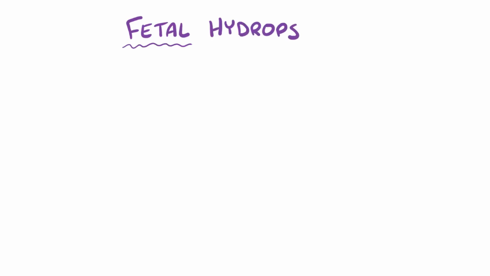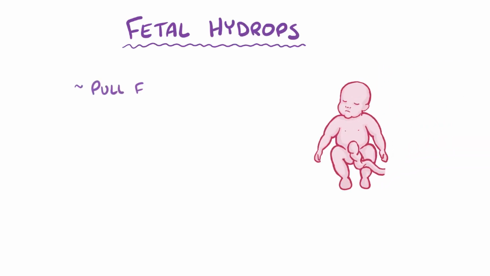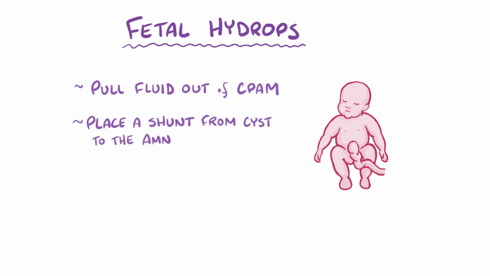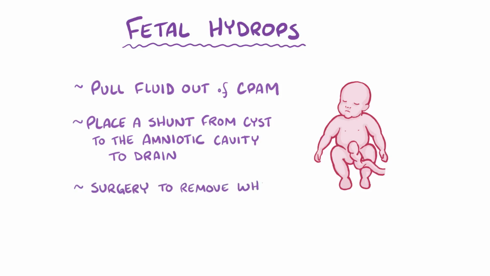If fetal hydrops develops, it might be necessary to pull fluid out of the CPAM to make it smaller, or to place a shunt from the cyst to the amniotic cavity to help it drain, or to do surgery to remove the entire CPAM.